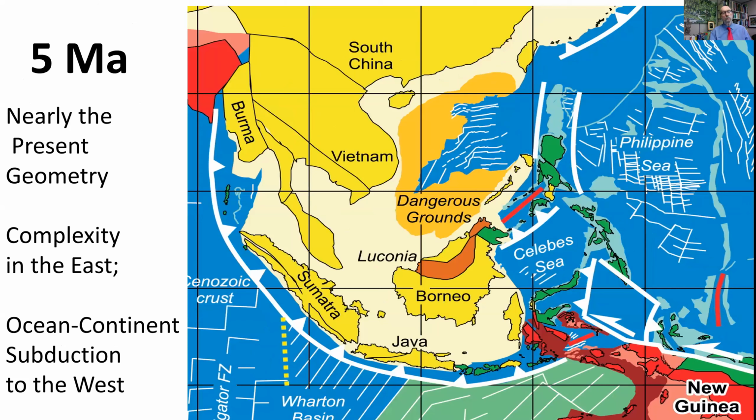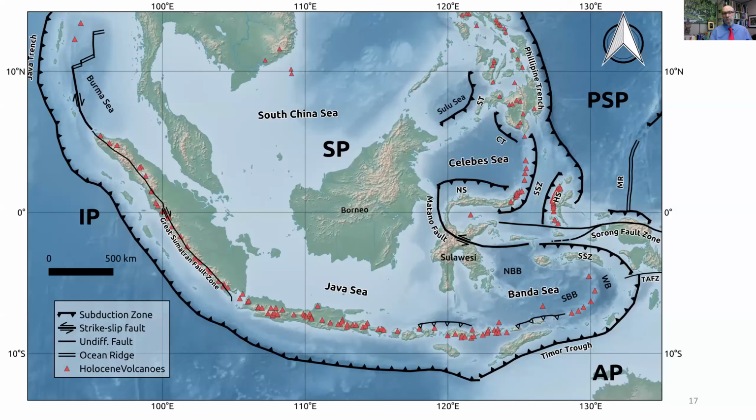At 5 million years, we're getting nearly to the present geometry, and we have the great complexity in the east. Ocean continent subduction continues in western Indonesia, but we now have the formation of the Philippine Islands through the active volcanism, and strike-slip faulting occurring on the Sorong Fault in eastern Indonesia.